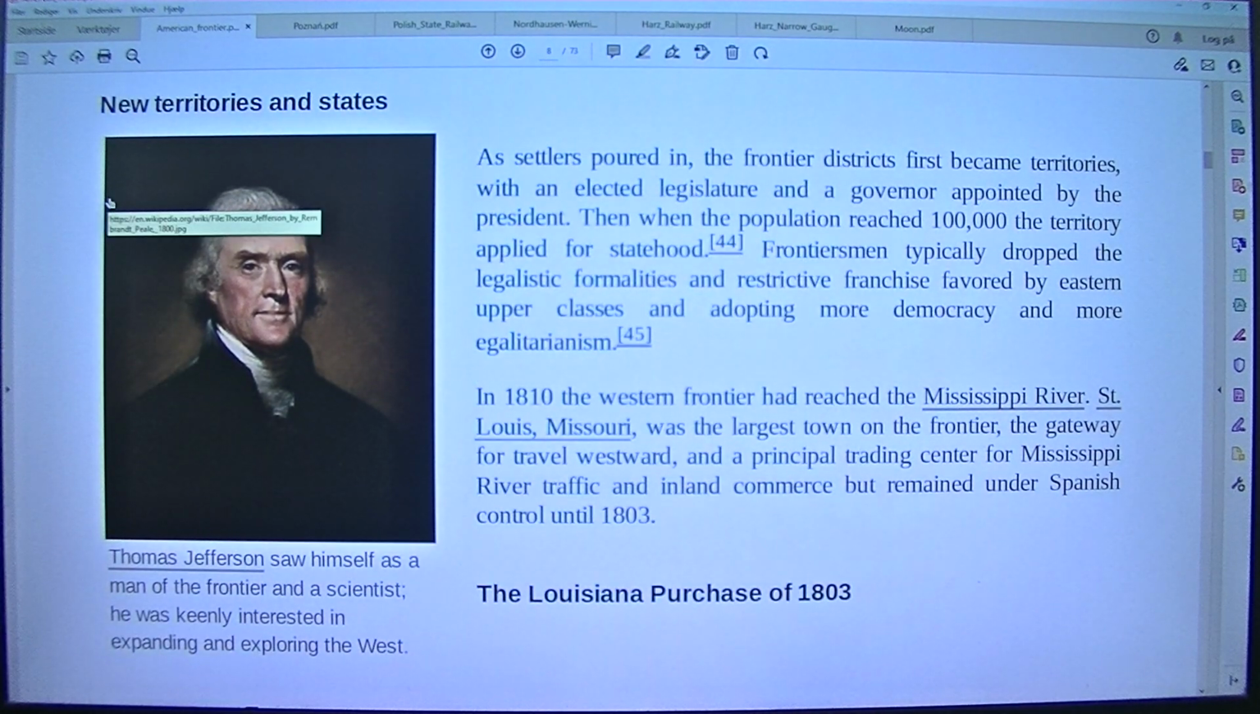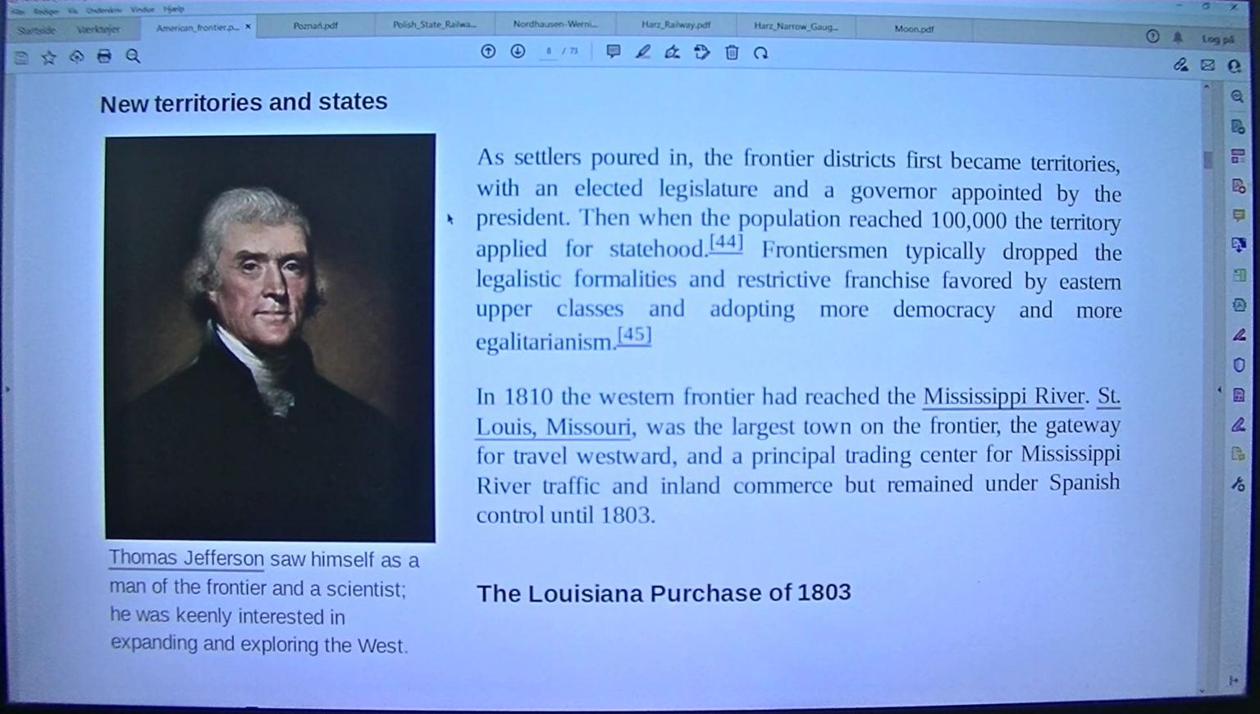43. New territories and states. Thomas Jefferson saw himself as a man of the frontier and a scientist. He was keenly interested in expanding and exploring the West. As settlers poured in, the frontier districts first became territories with an elected legislature and a governor appointed by the president. Then when the population reached 100,000, the territory applied for statehood.